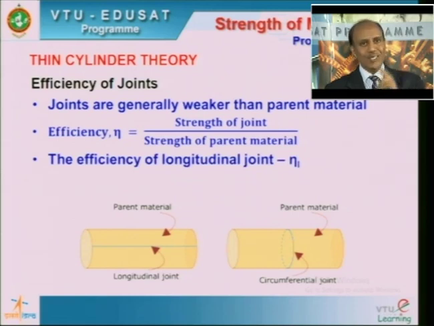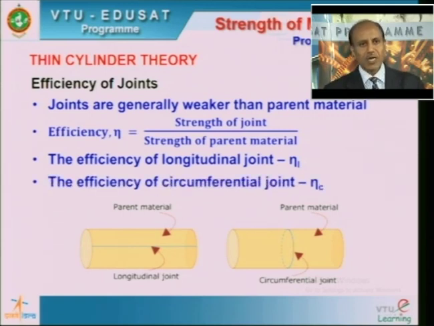Now we have two joints, one along the longitudinal direction and one along the circumferential direction. So you can define efficiency separately for the two joints. I have what is called eta L, which is the efficiency of the longitudinal joint. How efficient is the longitudinal joint? Similarly, I can define one more efficiency, that of the circumferential joint, eta C. How good is the circumferential joint when compared to the parent material?